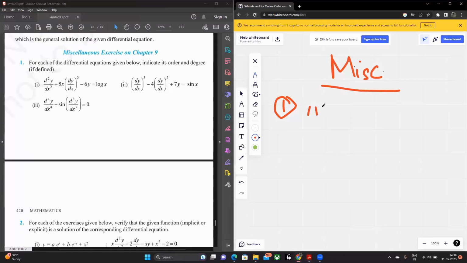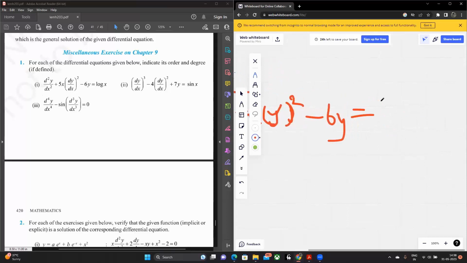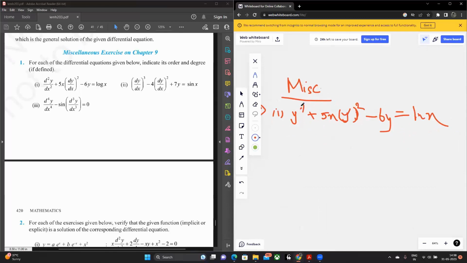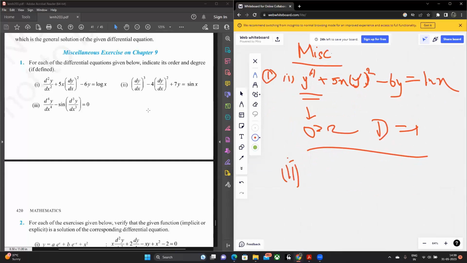First question, part 1, we have y double dash plus 5x times (y dash) the whole squared minus 6y equals log x. Very easy to see that since you have a y double dash term over here, the order is 2 and the degree is 1. You have to check that the equation is polynomial in nature, with no sign of a transcendental term. Then we can directly say that the order is 2 and the degree is defined. Going to the second subpart.